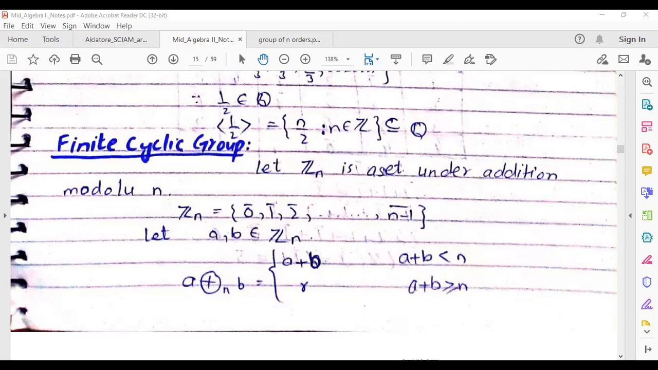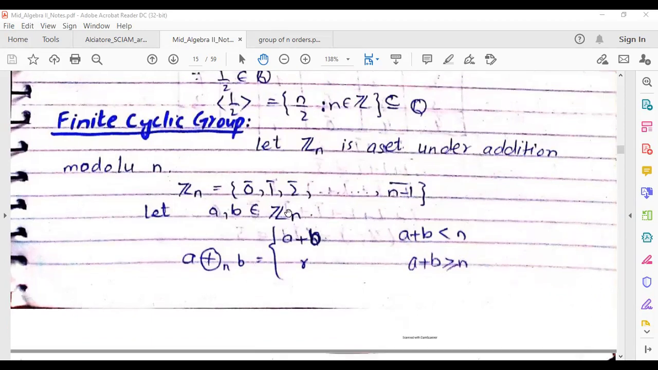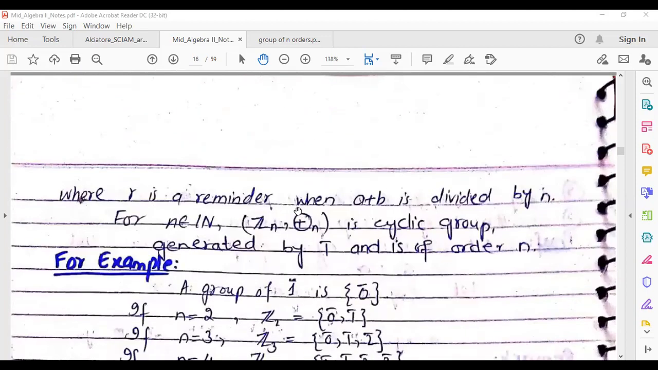So what do we learn from that? We learn what a finite cyclic group under modulo n is. Here see some important points, where r is a remainder when a plus b is divided by n, for n belonging to the natural numbers. Then this is a cyclic group generated by 1 and is of order n.